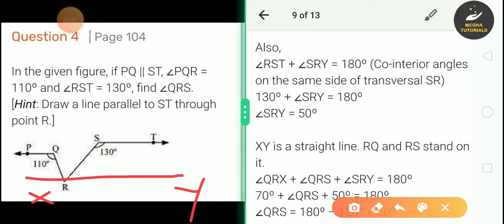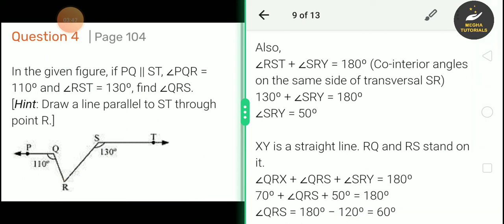Now XY is a straight line, therefore angle QRX, angle QRS and angle SRY are on the straight line. Therefore the sum of these angles is equal to 180 degrees. We know that angle QRX is equal to 70 degrees and angle SRY is equal to 50 degrees. So we'll put these values in the equation. So we'll get 70 degrees plus angle QRS plus 50 degrees is equal to 180 degrees.